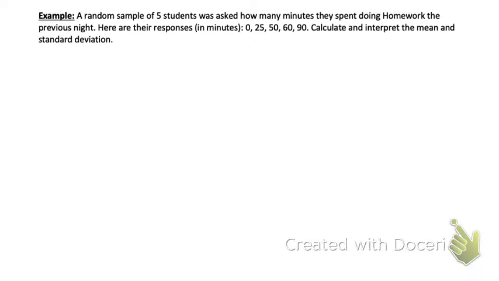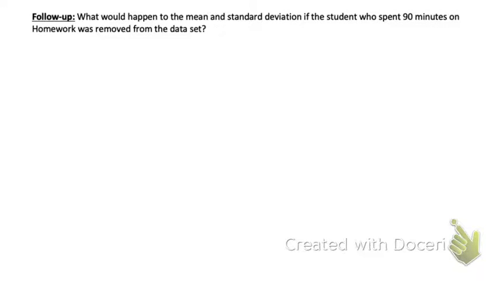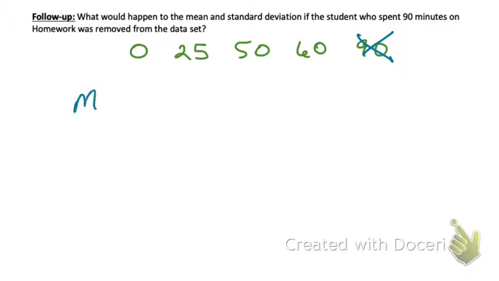All right, now here's the fun part. What happens when I start changing things? Let's think about these same numbers: 0, 25, 50, 60, and 90. Let's say we take out the kid who spent 90 minutes from the data. What's going to happen to the mean of 45? It's going to decrease because I'm taking out a really big number, and so my mean is going to decrease, okay? The mean will decrease.